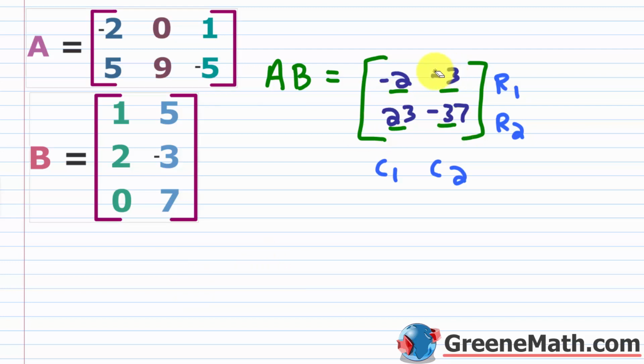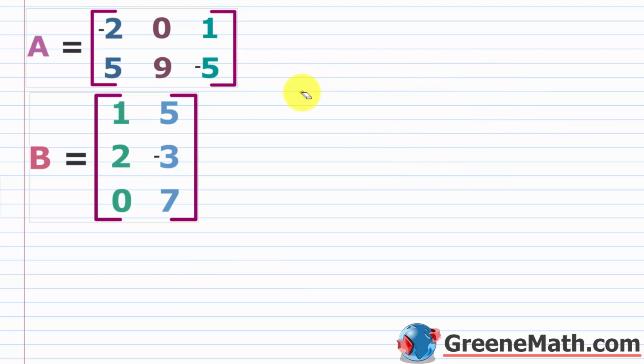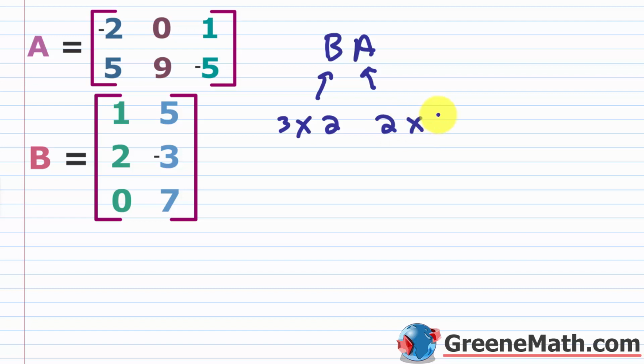All right, so let's erase this, and then let's figure out if we can do B times A. So B times A. The size of B, again, is a 3 by 2. And the size of A is going to be a what? It's a 2 by 3. So 2 here and 2 here. The columns from B, the first one, match the rows from A, the second one.